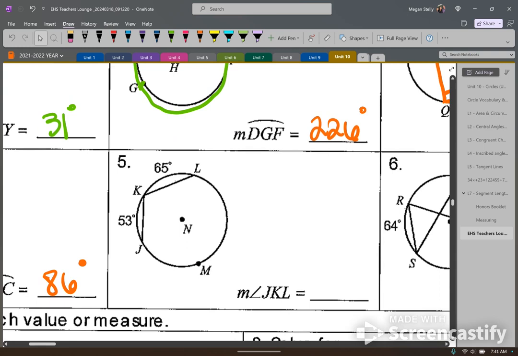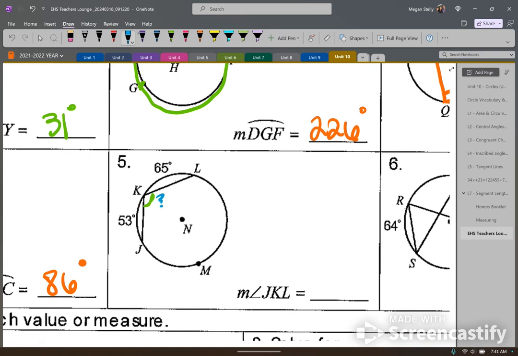Number 5, we're trying to find angle JKL, so the angle right here. If we're trying to find this angle, we need to know its intercepted arc. So we need to know arc JML. And we can do that because we know a full circle is 360. 360 minus 53 minus 65. This arc is 242. Remember, the angle is half of the arc. So we take half of 242 and we get 121.